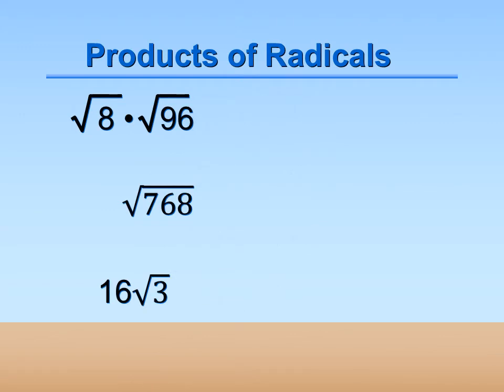So let's try this one. The square root of 8 times the square root of 96. 8 times 96 is 768, but then we'd have to simplify that, and we would get 16 times the square root of 3.